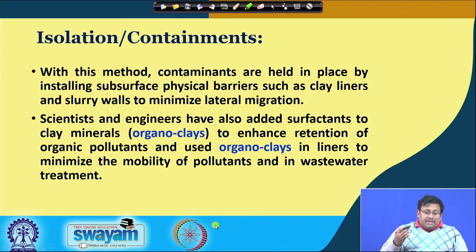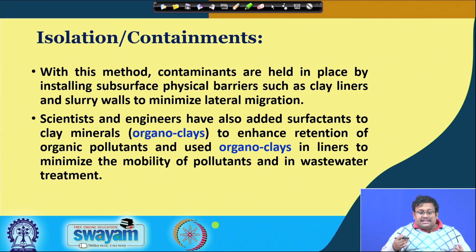Other ways of decontaminating the land are isolation or containment of the contaminants. With this method, contaminants are held in place by installing subsurface physical barriers such as clay liners and slurry walls to minimize lateral migration. These liners or slurry walls are non-penetrable, so these contaminants cannot move further. They are contained in a specific zone, and that is how we control their movement.